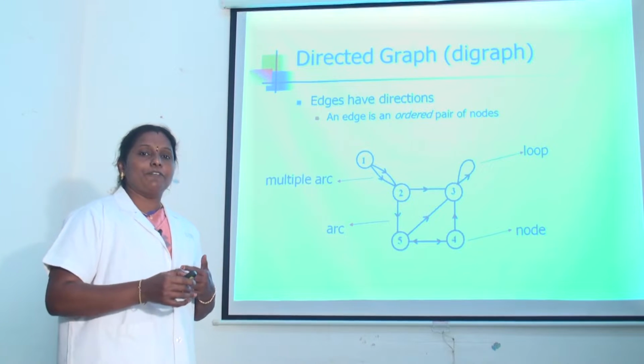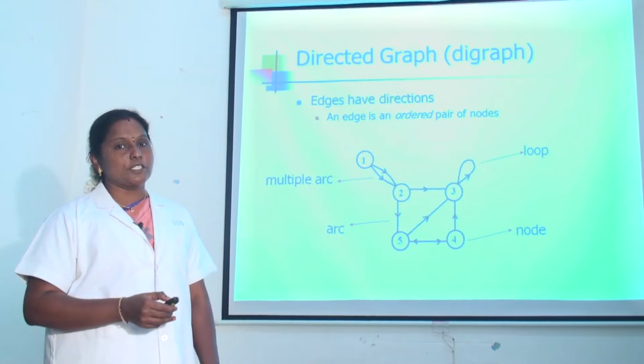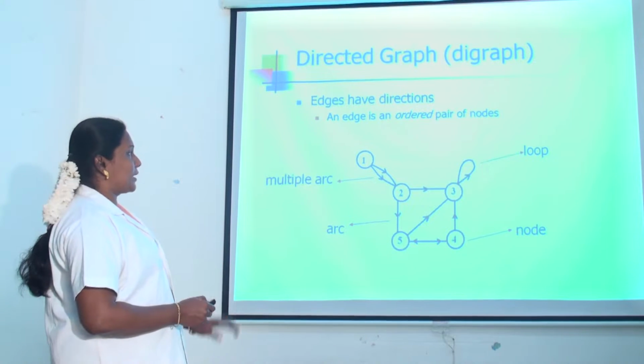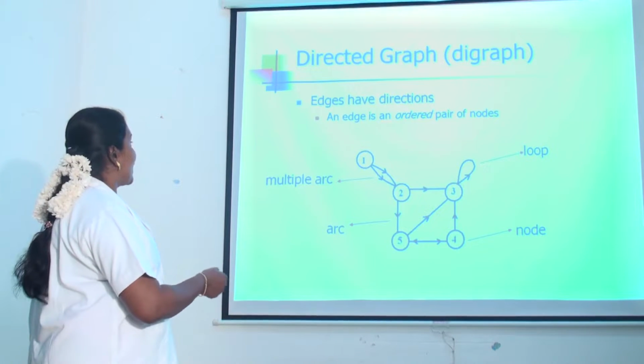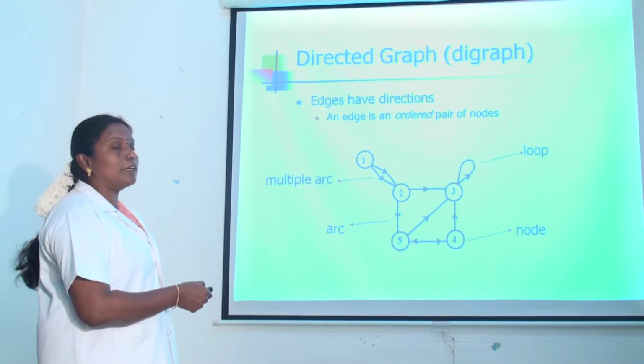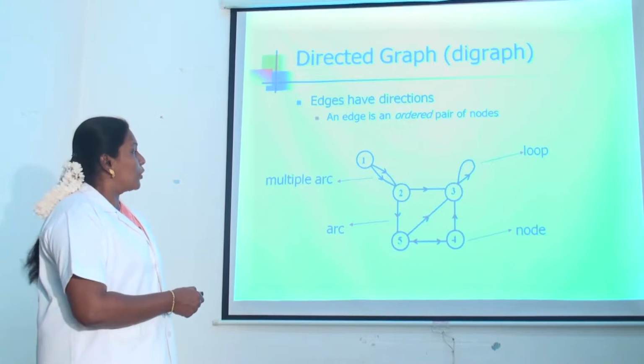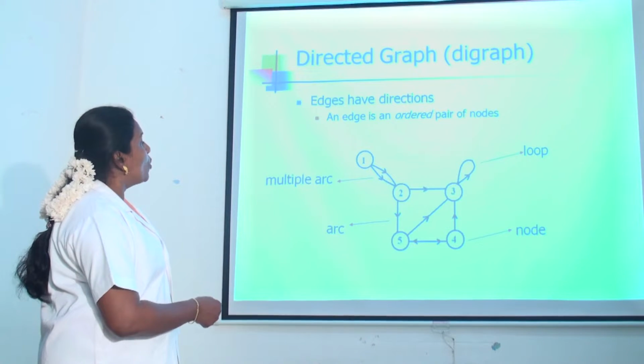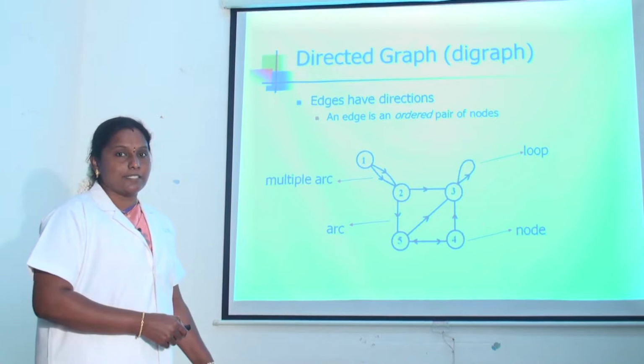Okay, and the next one is a directed graph. What is the meaning of directed graph? The direction is given in our graph. Okay, it is a directed graph. Edges have directions, and an edge is an ordered pair of nodes. Here, as we already know, 1, 2, 3, 4, 5 are the nodes.